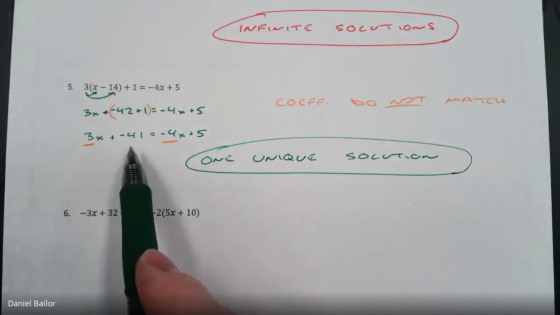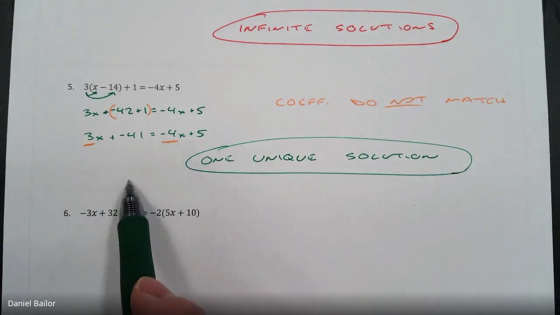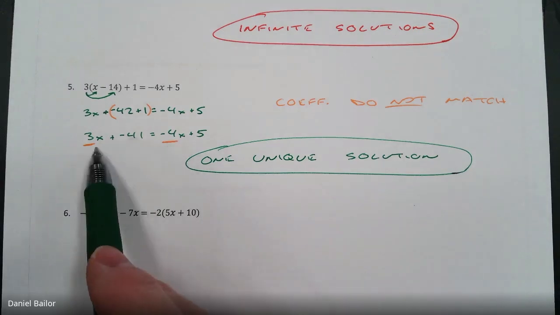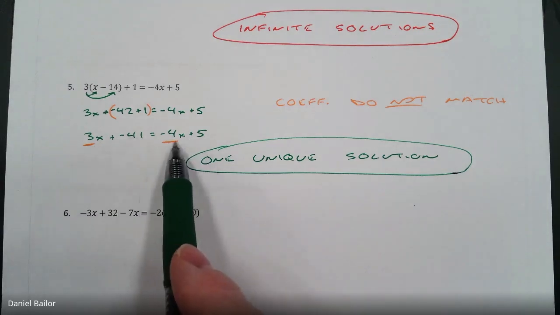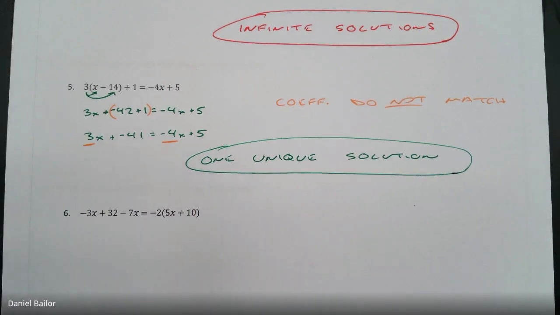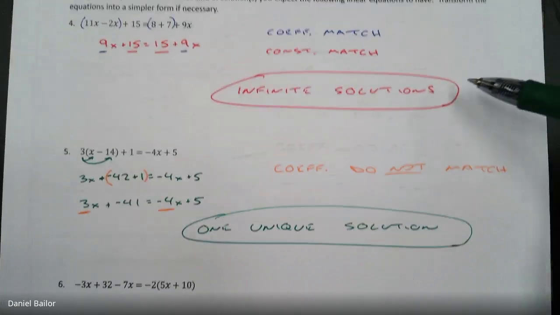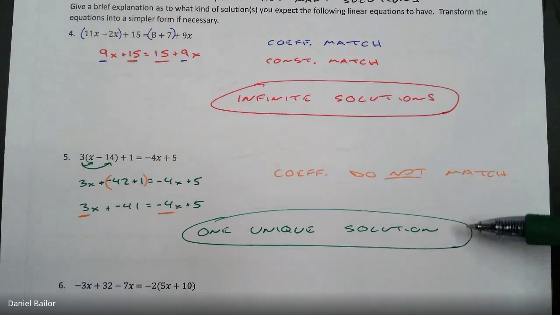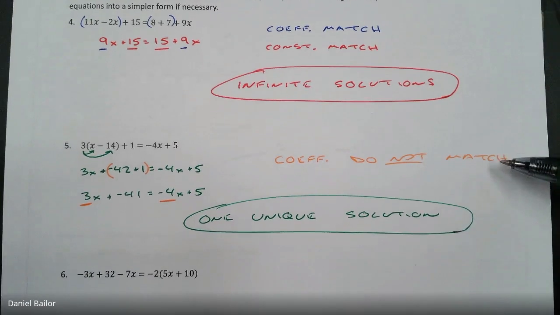If we keep using our properties, we can solve for x. We add 4x to both sides, we add 41 to both sides. We get 7x equals 46, and then we divide by 7, and we can find x. But we don't have to do that today. Today we're not worrying about finding x. We're just finding that there is only one unique solution because the coefficients do not match. So we have infinite solutions where everything matched. We had a unique solution where the coefficients do not match.